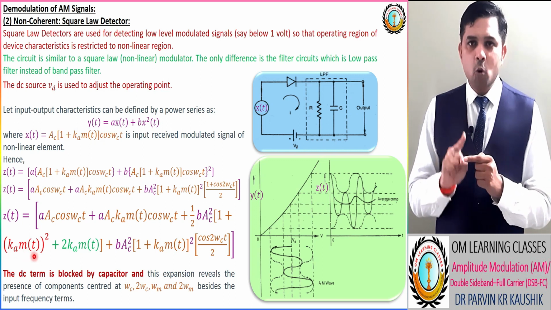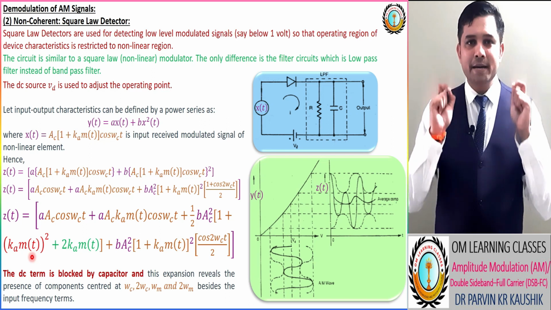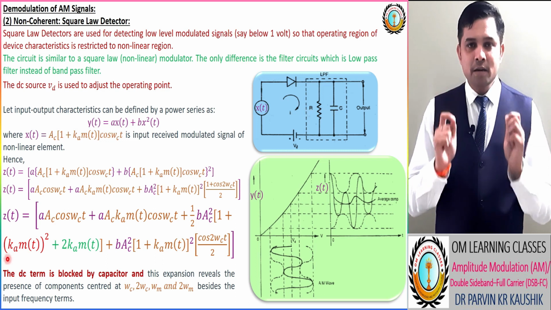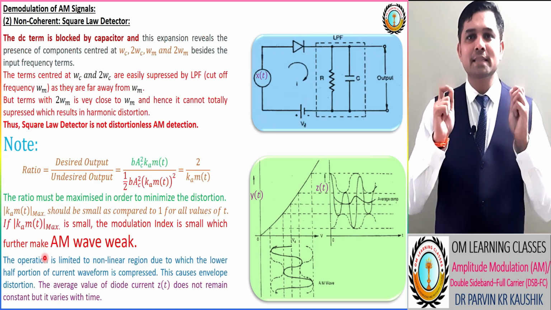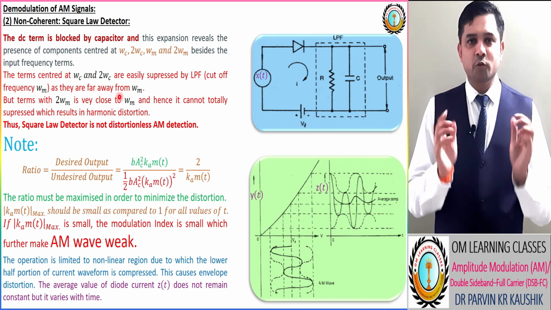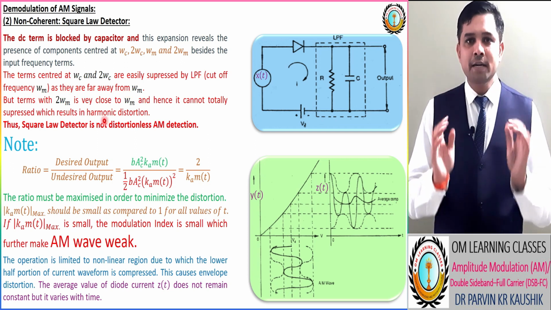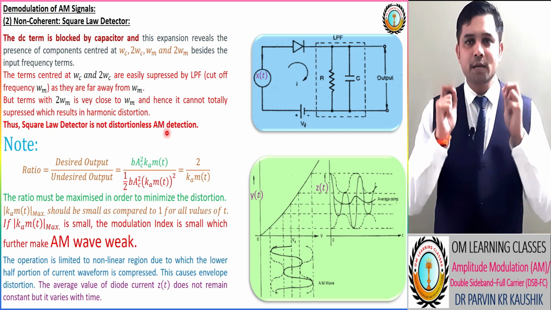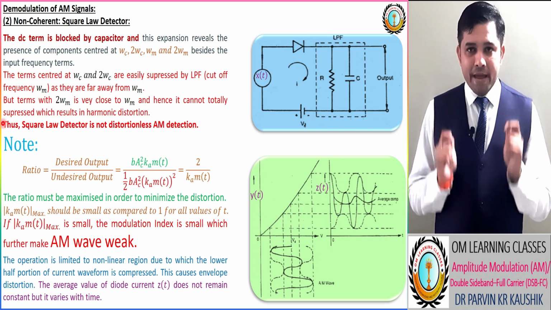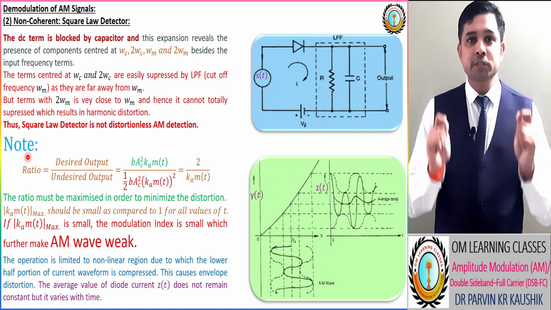This 2 omega m term cannot be completely suppressed by the low pass filter, and this term can introduce distortion in the detected output of this demodulator. Due to this we can say that the scalar demodulator is not a distortionless AM demodulator. So as per the quality and important learning, we have to explore this undesired or distortion oriented term.